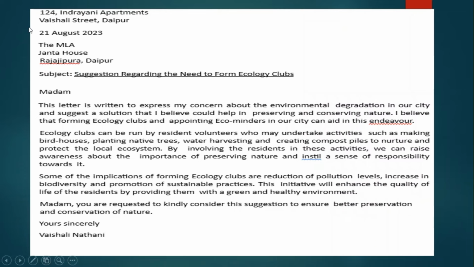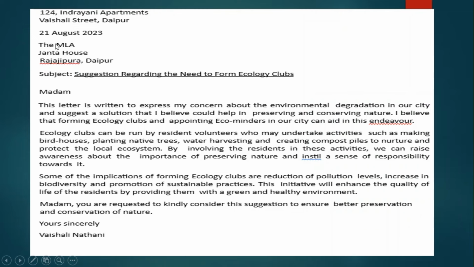First, starting with the sender's address, which may or may not be given in the question, but it is to be written in this form. No name, just the house number, apartments, street and the place. A line is left and then the date. Now look at the format of the date. It is written as 21 August 2023. Please do not write entire date in digits. Please do not shorten the name of the month. So it has to be 21 August 2023.